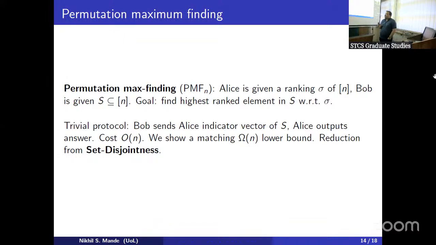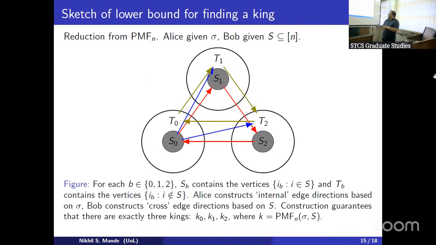Right. So what we're going to do is now assume this omega n lower bound for permutation max finding. Again, the problem is Alice is given a ranking of n elements, Bob has a subset, and they want to know within that subset what's the highest ranking. So I'll warn you, on the next slide there's going to be a bunch of arrows and text and all, but we can go a little slowly. Don't be thrown off, please. So here's the sketch of the proof. Alice and Bob are now given an instance or input to this PMF problem, this permutation max finding problem. And they're going to convert this locally into an instance to finding kings.